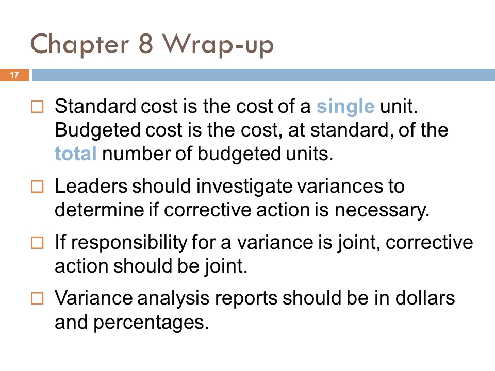As a wrap up of Chapter 8, your standard cost is the cost of a single unit. Budgeted is the cost of a bulk of units at the standard. And the leader should be able to investigate variances and determine what action is necessary. It's the responsibility of your leader to look at variance across the board to make sure that the company is not being wasteful. And variance analysis should be in dollars and percentages so that you can see this impacts this. We've missed our sales amount by this many dollars, which is also equivalent to this loss of percentage. Or we exceeded budget by this many dollars, which is an increase of this percentage. Chapter 7 and 8.